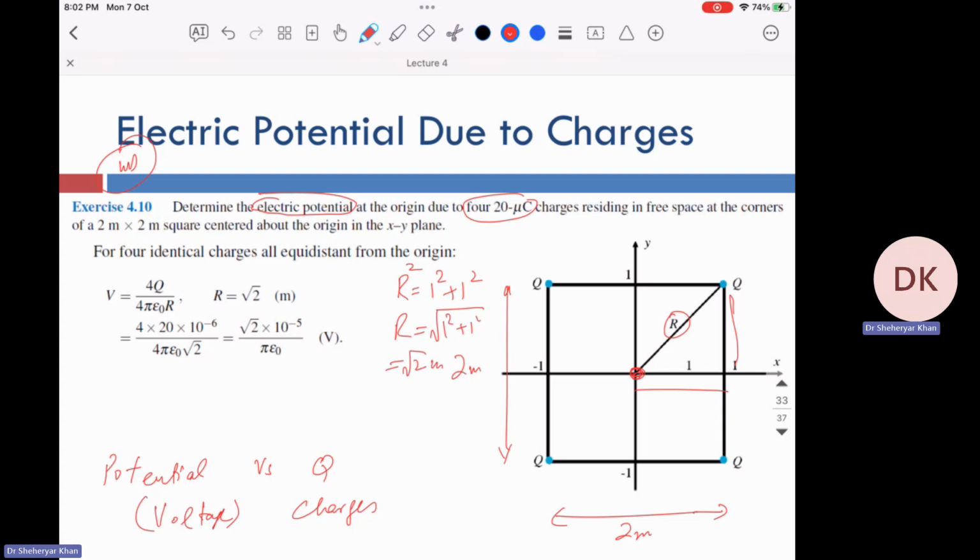Now plug in the formula. We know the formula for voltage is Q over 4 pi epsilon naught R. This is the voltage due to one charge. If you have 2 charges, 3 charges, 4 charges, add them together because it's a scalar quantity. So instead of 1Q, now you use 4Q because there are 4 charges and they're equal. Remember this is micro, so we use 10 raised to minus 6. We use 4 pi epsilon naught R, and the answer is in volts. That's it. If you can solve it, you can get 10 marks easily.